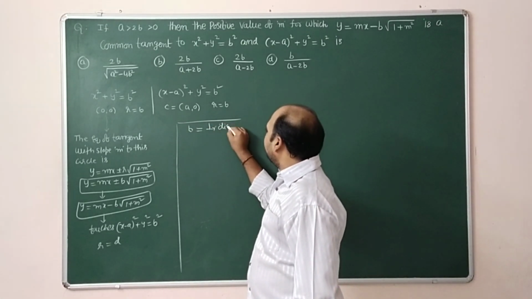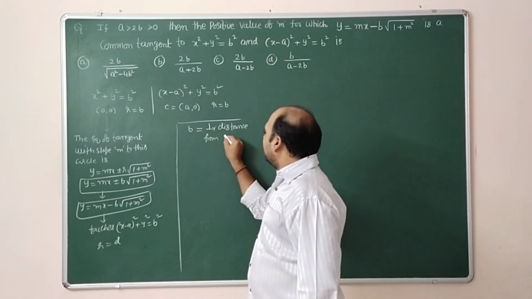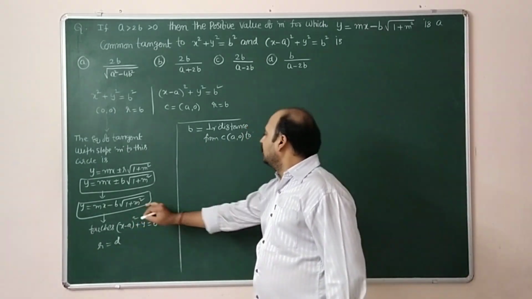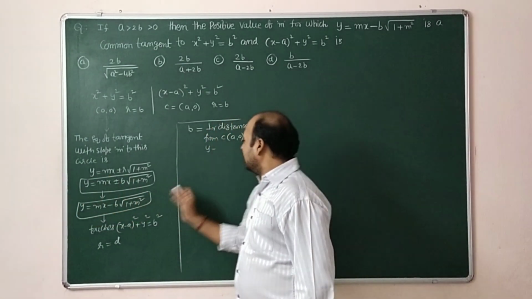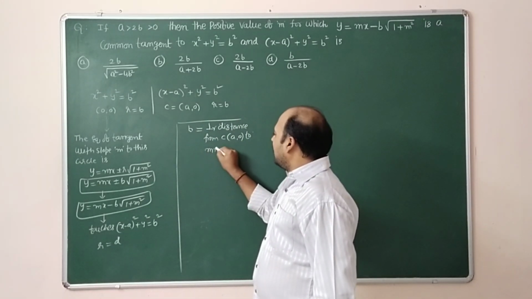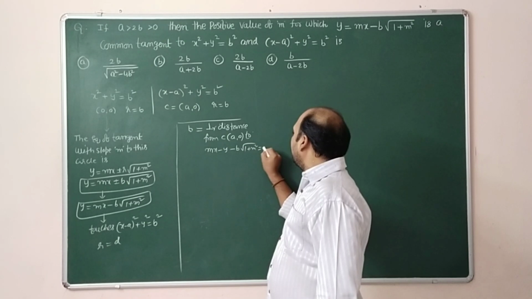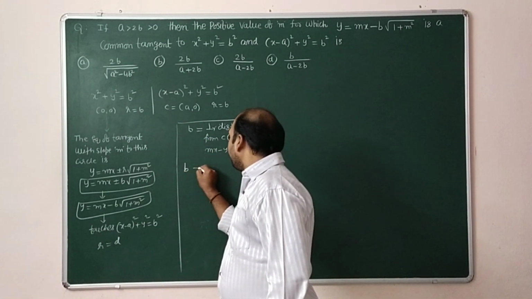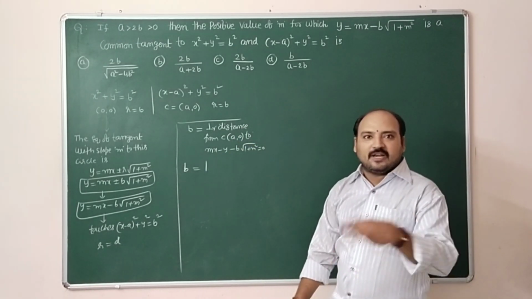Perpendicular distance from the center of the circle C, (A, 0), to this line. Y also we can take this side, so mx minus y minus b root over 1 plus m square equal to 0. So now calculate the perpendicular distance. B is equal to mod, in place of x comma y, substitute a comma 0.